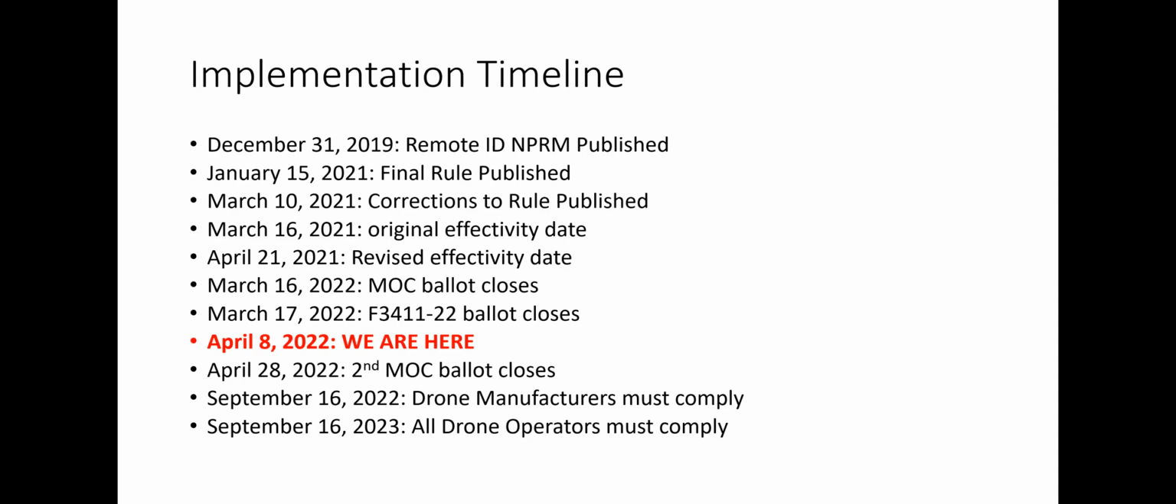And then we fast forward, after a lot of technical work in the committees, to earlier this year, which is where we see the means of compliance document that we worked on in F3411 and the F3411 version 22 ballot close. Currently, we have a very small number of months before anyone shipping new hardware into the US regulatory domain has to have remote ID fitted in the form of standard remote ID.